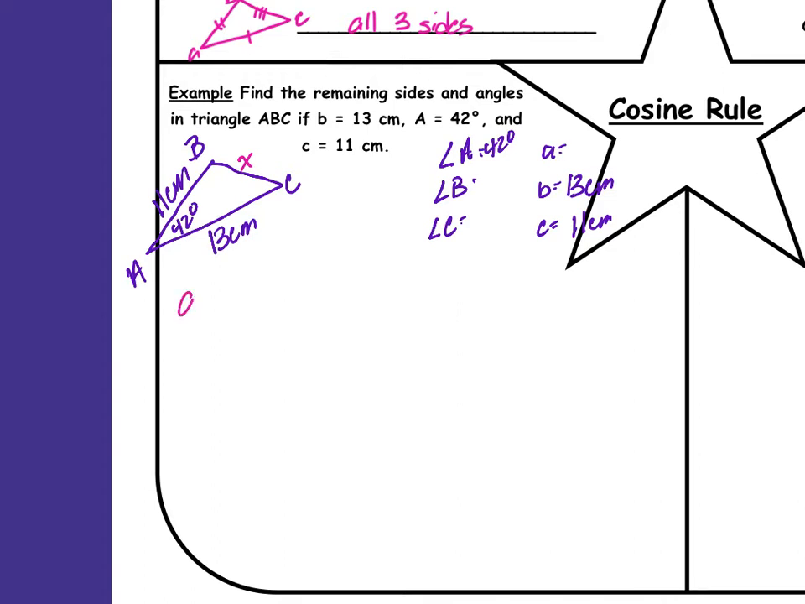So I'm going to call it a squared, even though I put an X there. Sorry. Let's see if I can fix that. A. So I'm going to look for A first.